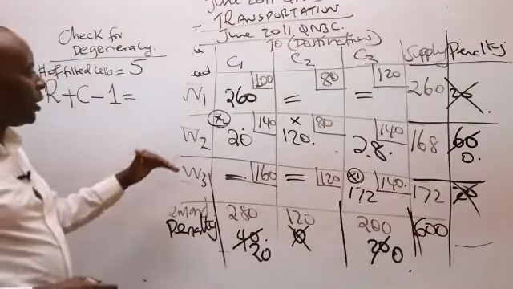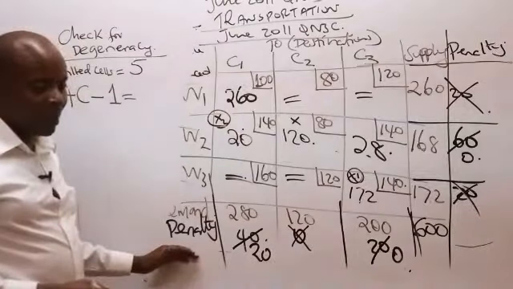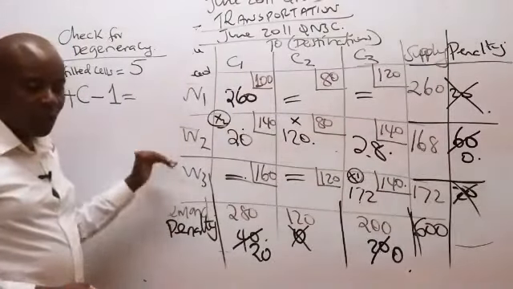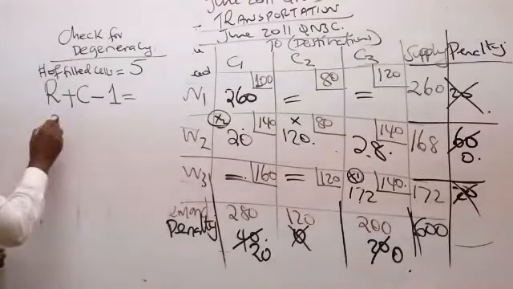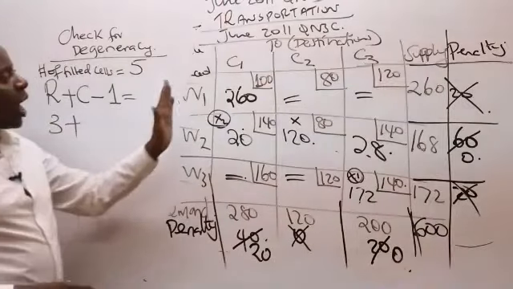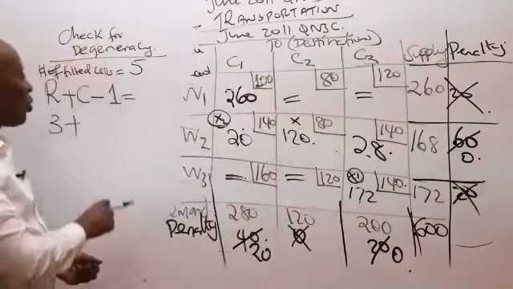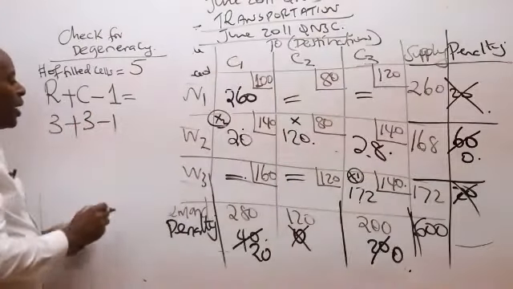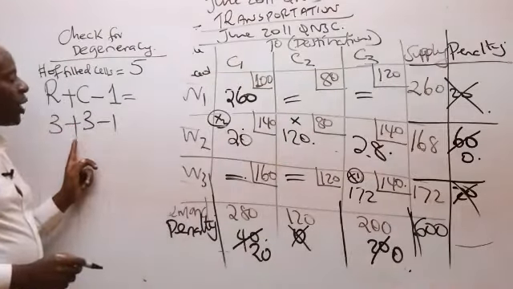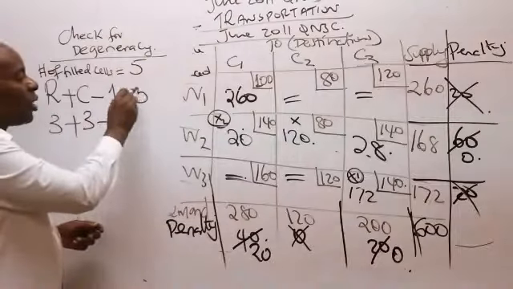How many rows do we have? 1, 2, 3. Don't count the demand. So number of rows are 3 plus number of columns, you will count them 1, 2, 3. Number of columns are 3, minus 1. So 3 plus 3, that is 6. 6 minus 1 gives us 5.